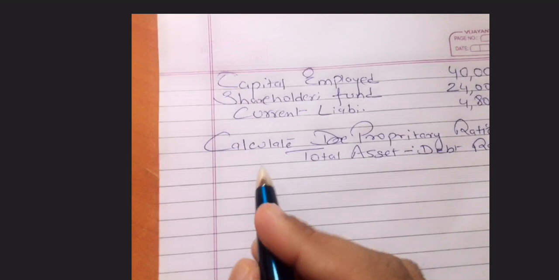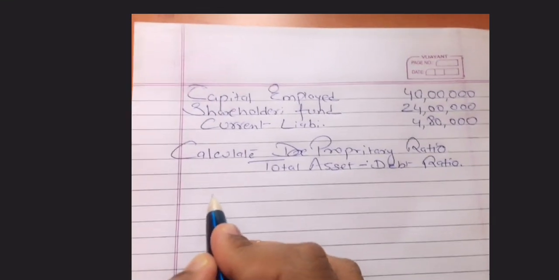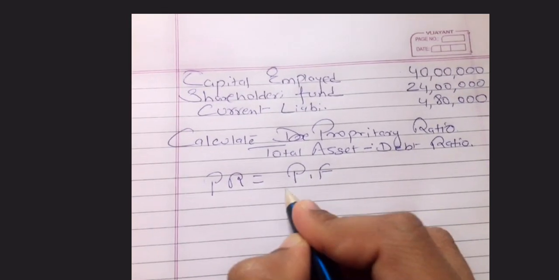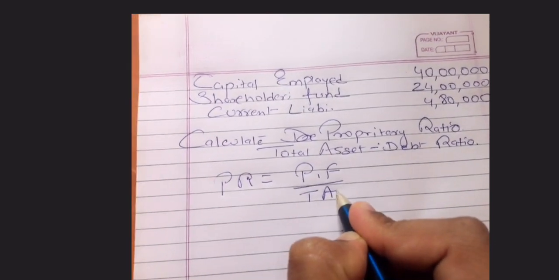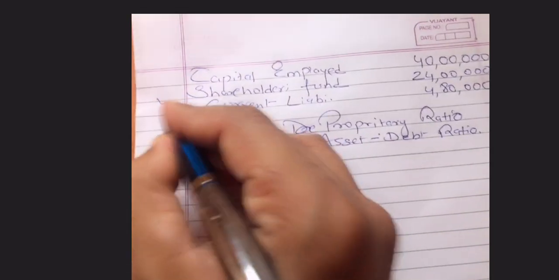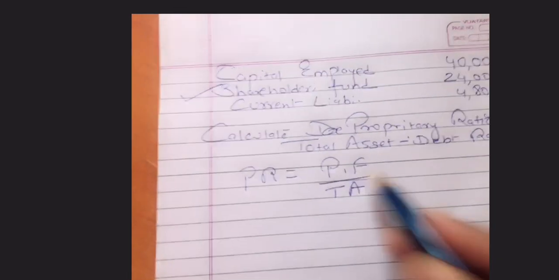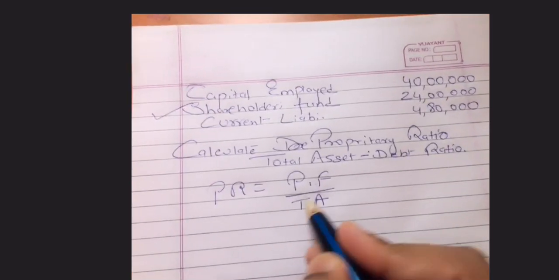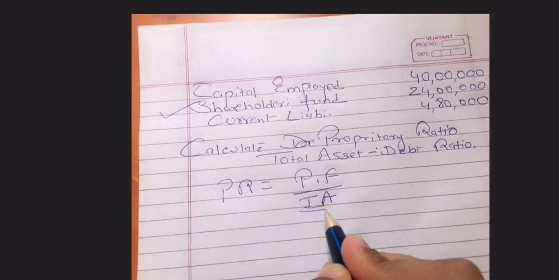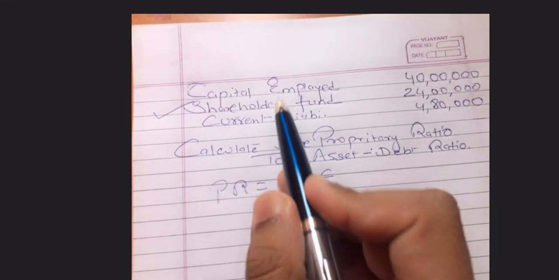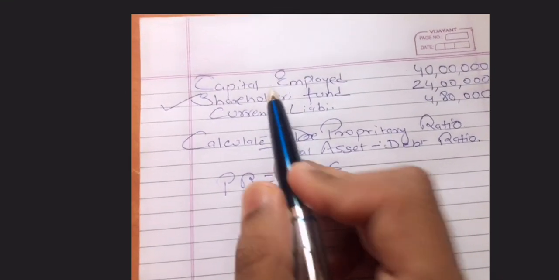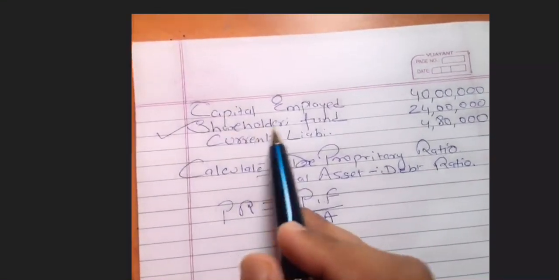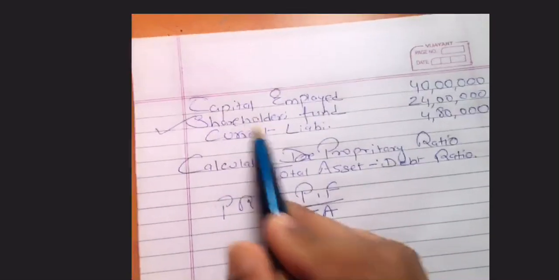First I am writing the formula of proprietary ratio. Proprietary ratio is equal to proprietor's fund or shareholders fund divided by total assets. Now proprietor's fund is directly given here, that is shareholders fund, that is the meaning of proprietor's fund. Next is total assets. How to calculate that? See in the question, no item of asset is given here. So we have to calculate the total assets through the liability side.